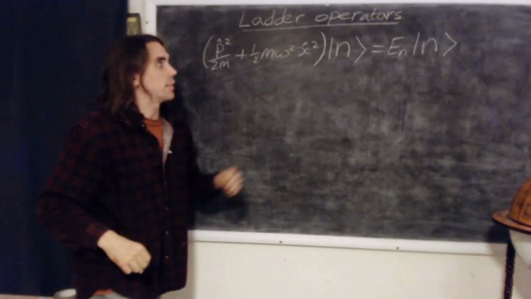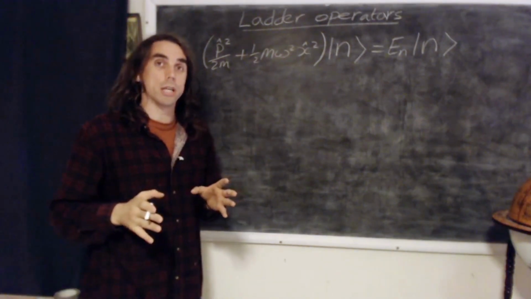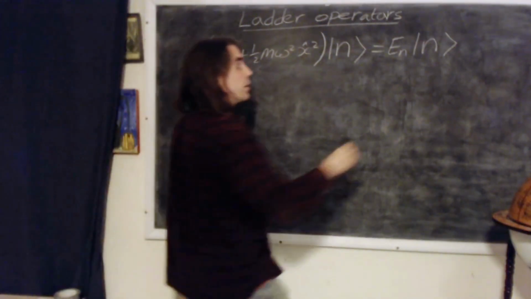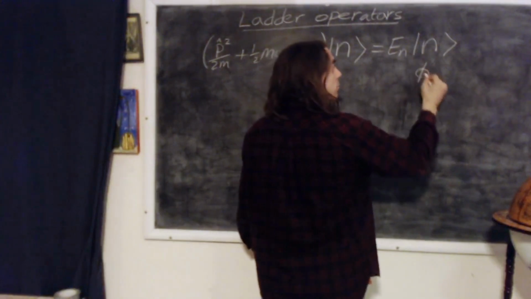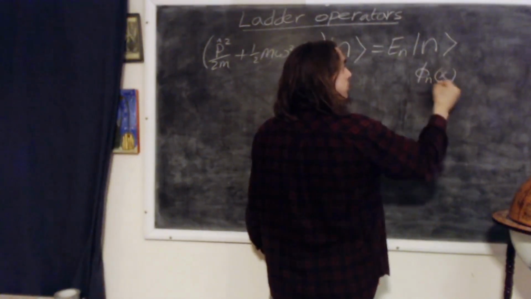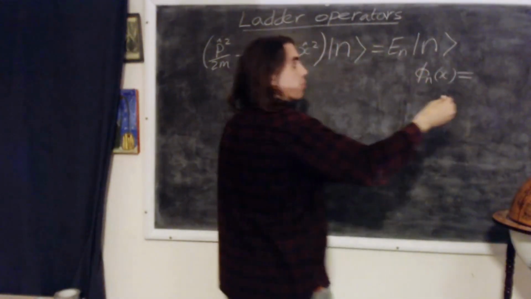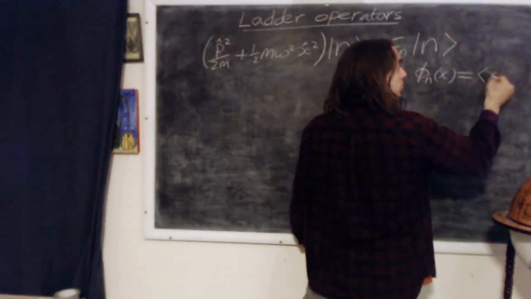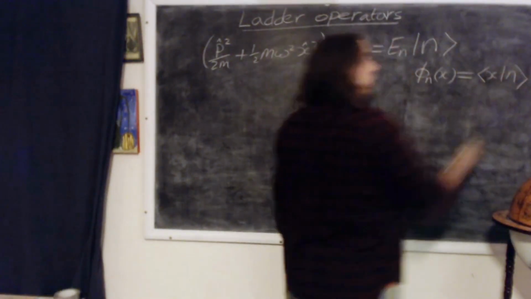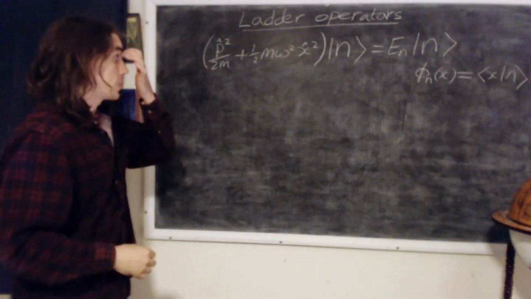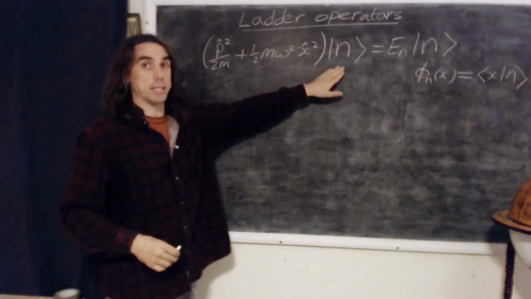And bear in mind that the wave function that we solved for in the previous video, which we called phi n of x, here that's just given by the x projection of these states we're about to solve. But let's keep working with the ket formalism.